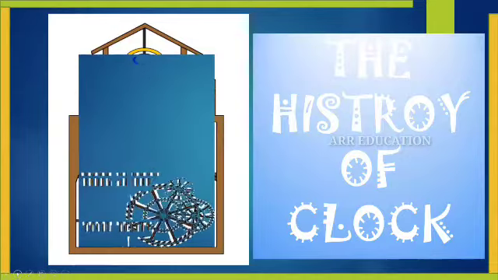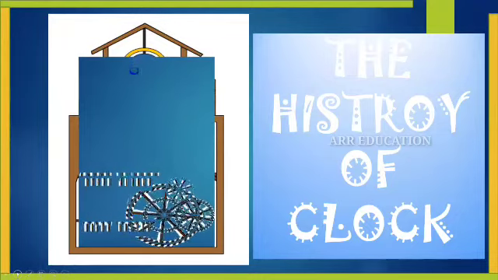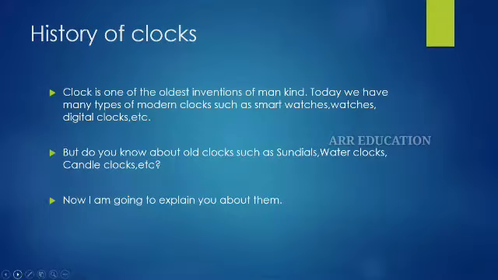So now, why don't we learn a little about the history of clocks also? Clock is one of the oldest inventions of mankind. Today, we have many types of modern clocks, such as smartwatches, watches, digital clocks, etc. But do you know about old clocks such as sundials, water clocks, candle clocks, etc.? Now I am going to explain you about them.